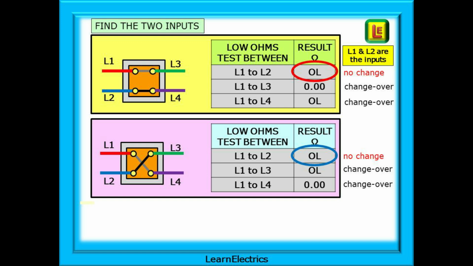Now operate the switch and the internal contacts will change over. Carry out the same tests again. L1 to L2 is OL, no continuity. L1 to L3 is also OL, no continuity. And L1 to L4 is now 0 ohms, continuity has been found. Looking at the results, we can see that L1 to L2 never changes. And these are the two input terminals. They are never connected together. By elimination, L3 and L4 must be the outputs.